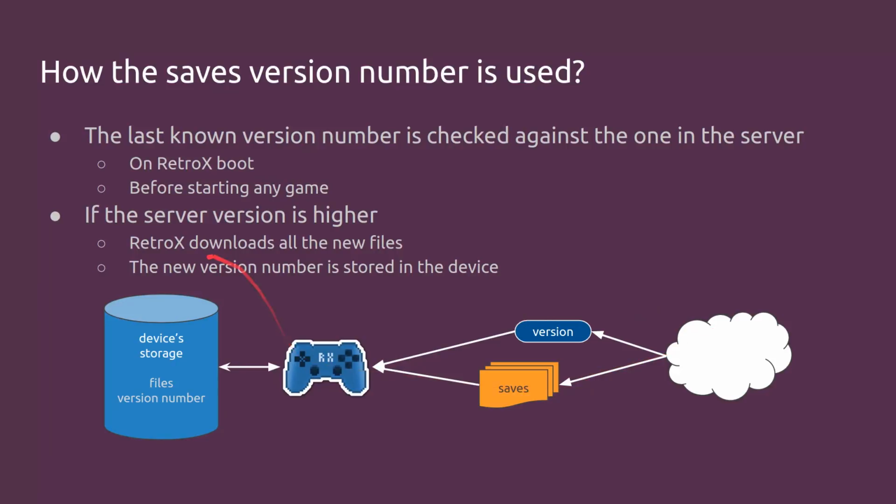You can see this process when RetroX is booting. Every time RetroX boots, it sends the version number to the server and receives the new files. Also, this step is done when you start a game. Sometimes you will see that you're starting a game and you will see at the top a circle moving. That's when RetroX is asking the server about special configurations for your game. And also it's asking if there is a new version of the saves. If there is a new version, RetroX will download the files. And the new version number will be written here.